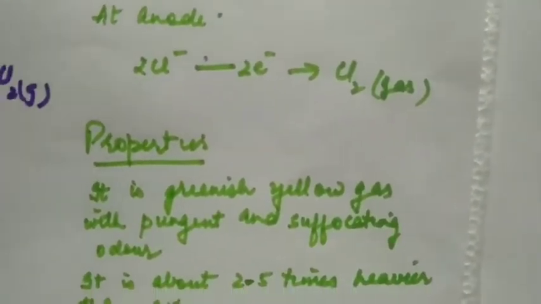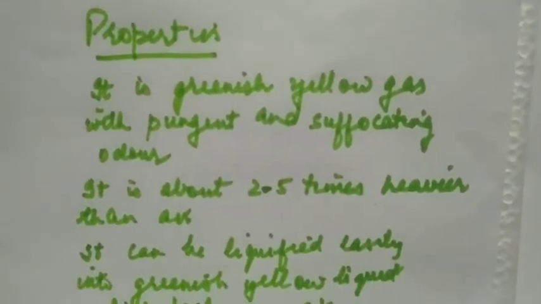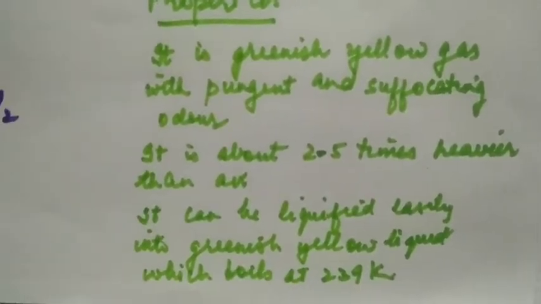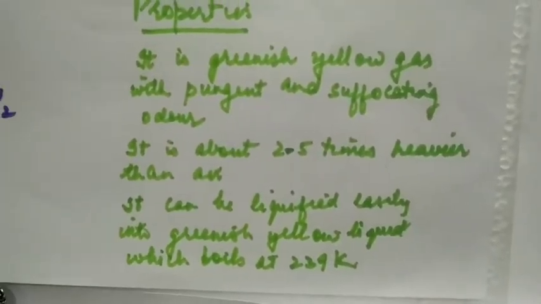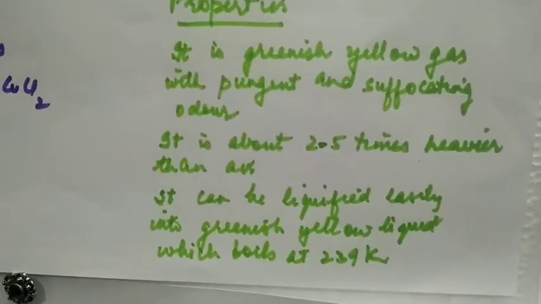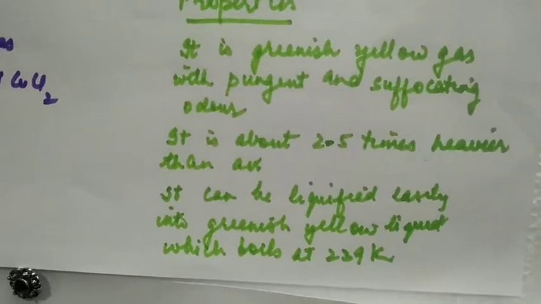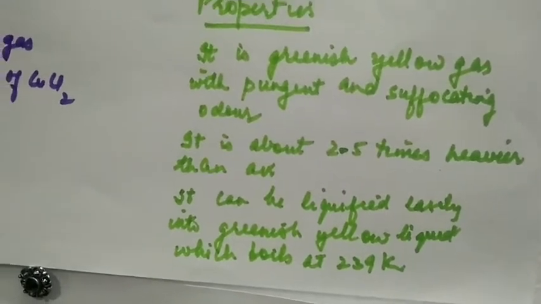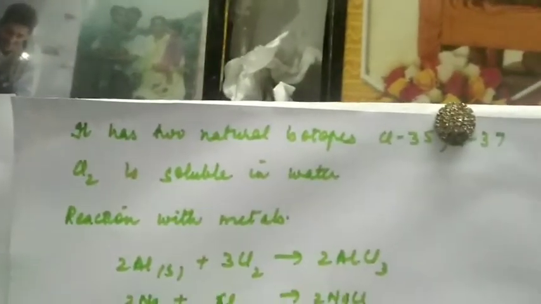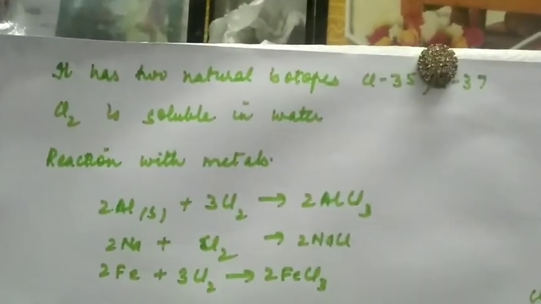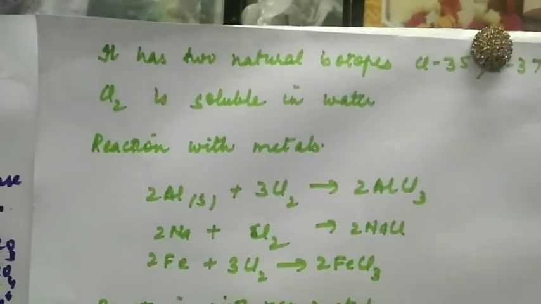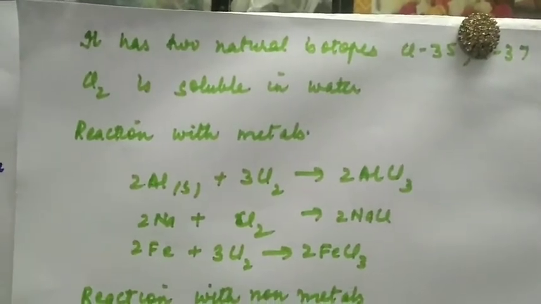Properties of chlorine: it is a greenish yellow gas with pungent and suffocating odor. It is about 2.5 times heavier than air. It can be liquefied easily into greenish yellow liquid which boils at 239 Kelvin. It has two natural isotopes, chlorine 35 and chlorine 37. It is soluble in water.